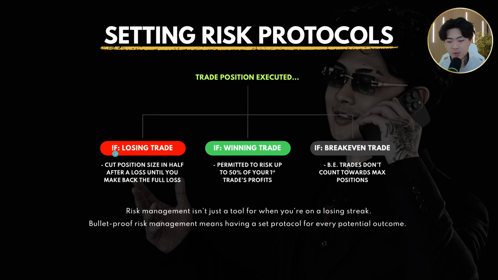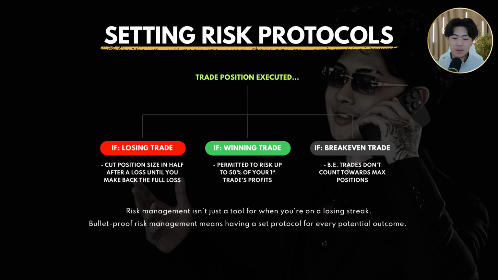This is what I recommend for beginner traders, and I still follow it to this day. If it's a losing trade, cut your position size in half after a loss until you make back that full loss. So if I risk $500 and take a loss, I cut my risk in half and risk $250 to try to get the $500 back, rather than going in with $500 again or trying to risk $1,000 so I can make it back and then some. You want to size down after a loss, and you want to flatline the drawdown. It's called flatlining the equity curve.